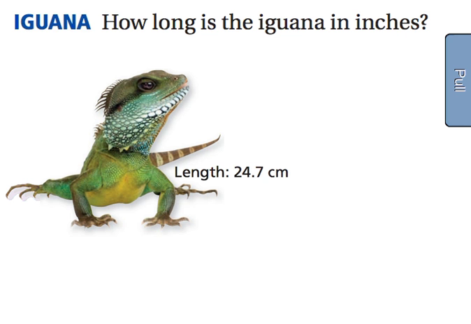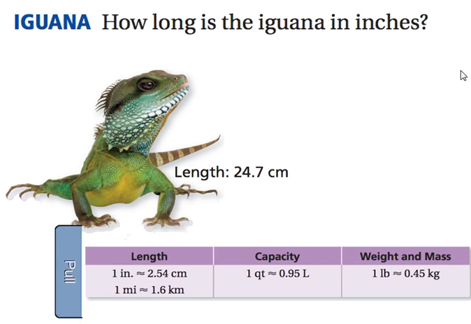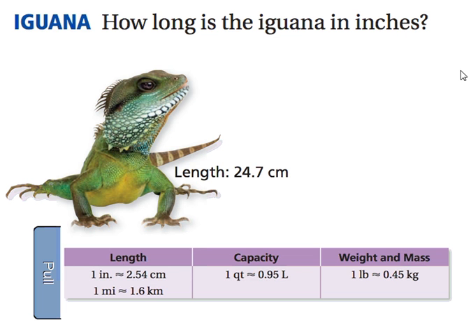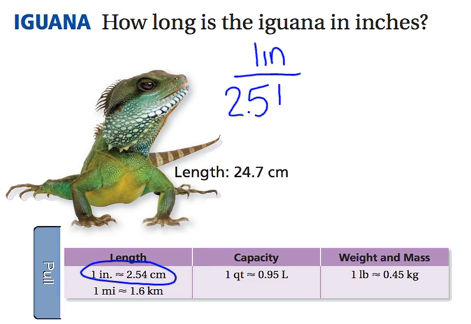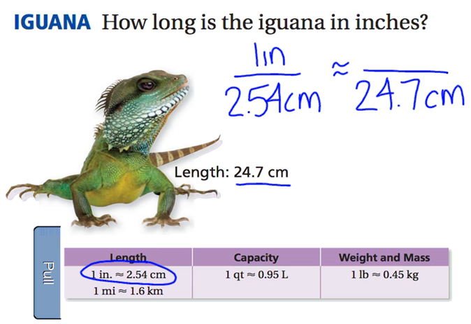Okay, next we need to figure out how long the iguana is in inches. We know that it is 24 and 7/10 of a centimeter. So again, we will find the conversion factor that we need. Centimeters to inches is this one right here. So we'll set up 1 inch over 2.54 centimeters. And then the second half of the proportion, we know centimeters, so that's going to line up in the denominator, 24.7 centimeters. And we're trying to turn it into inches, so we'll put our variable right there.